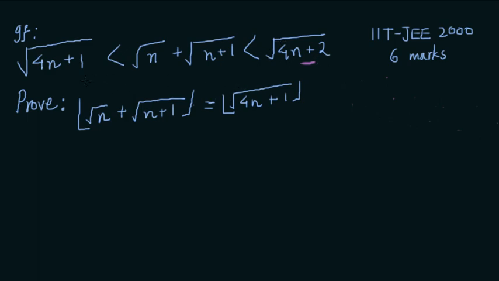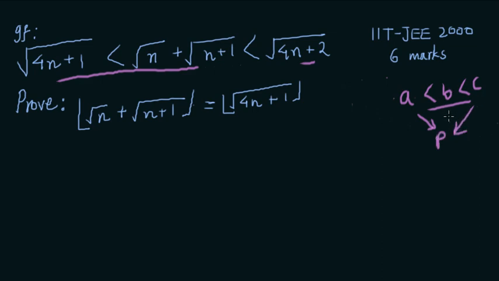Anytime you see any inequality like this, you have to remember something called the sandwich theorem. Suppose A is less than or equal to B is less than or equal to C. Suppose after doing certain operations which preserve this inequality, A goes to P and C also goes to P. Then by that theorem, B should also go to P.